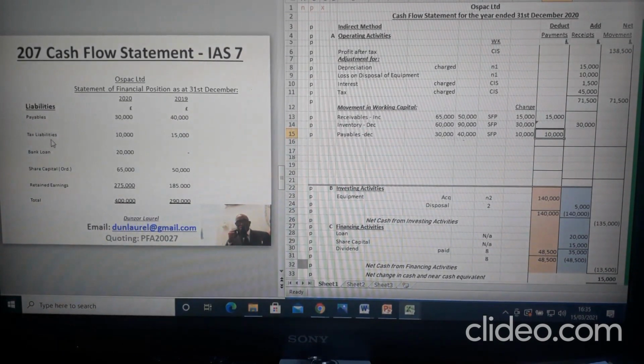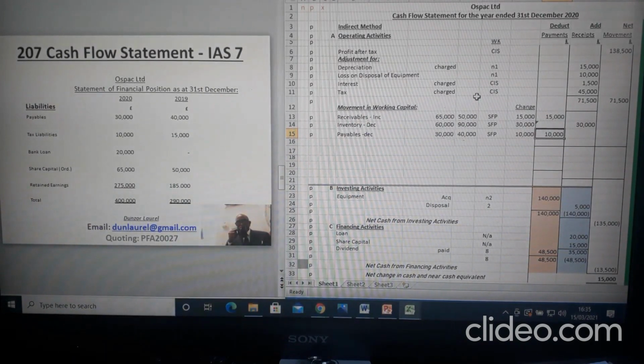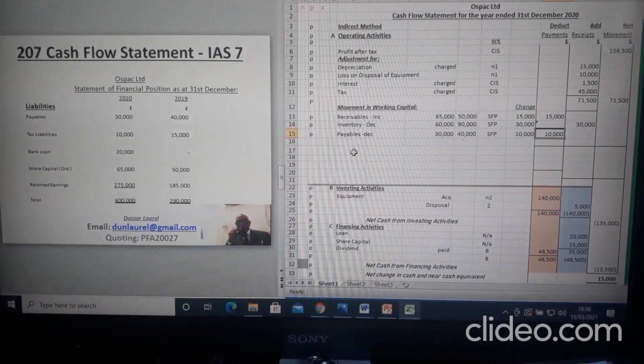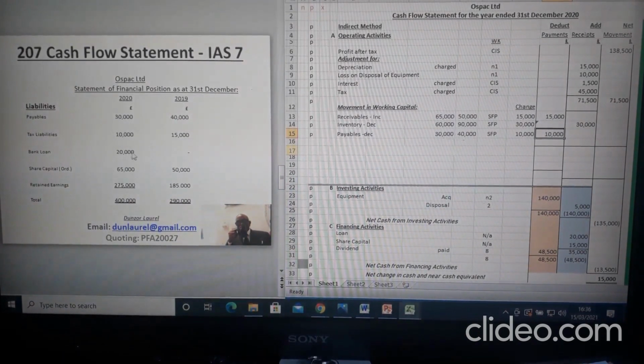The next thing here is tax liability. Remember, I told you that tax will be dealt with separately. Okay? We're going to deal with tax after the cash generated. We like to do it below the cash generated from operating activity. Bank loan is a capital item. It's going to be dealt with somewhere under the financing, and then share capital as well, and retained earnings.